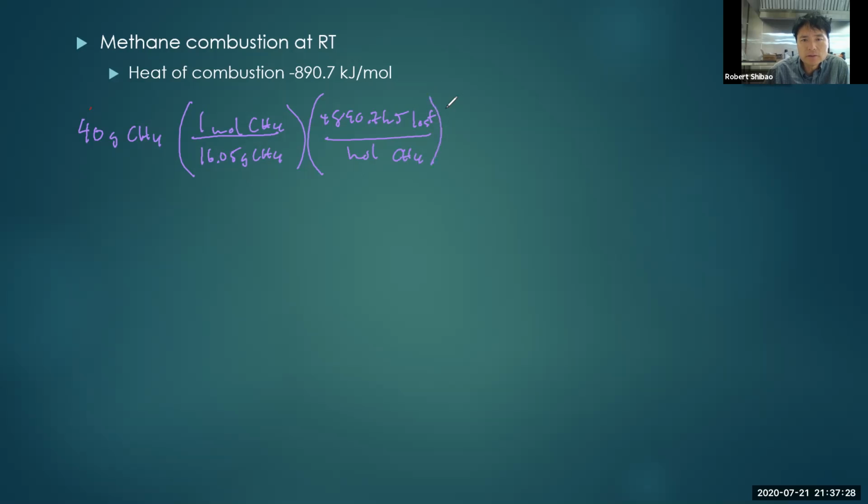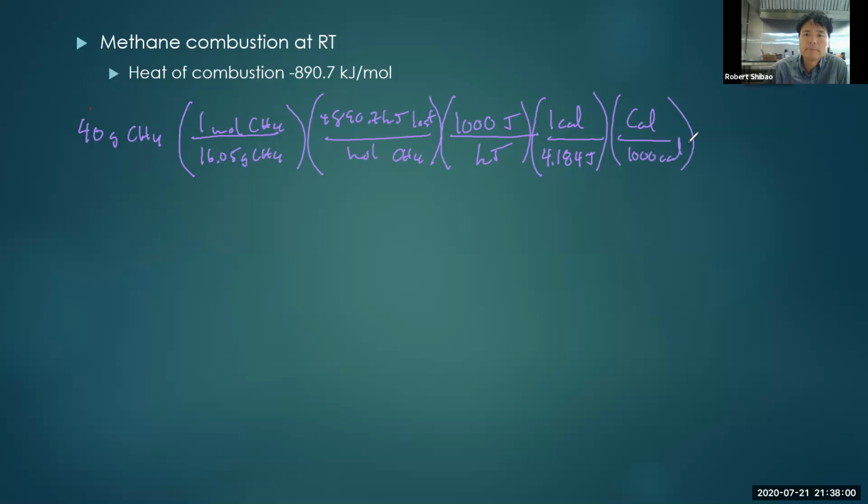Well, I don't want kilojoules. I want food calories. And so there are 1,000 joules for every kilojoule. And then in 1 calorie there is 4.184 joules. And then for every food calorie, there's 1,000 chemical calories. All right, so let's do this calculation here.